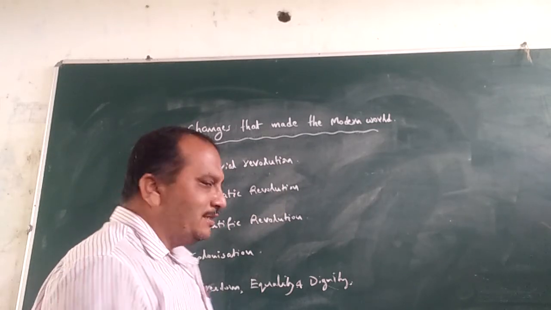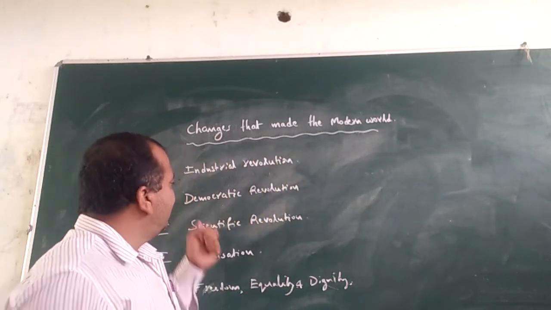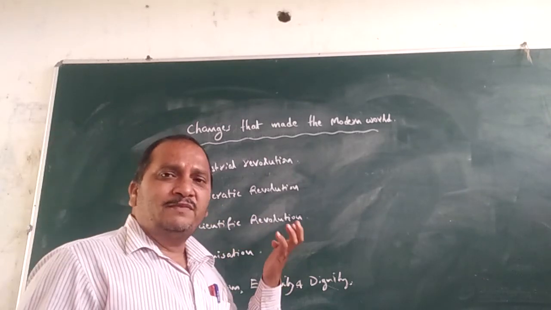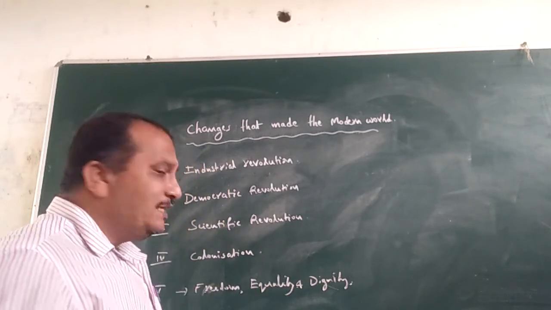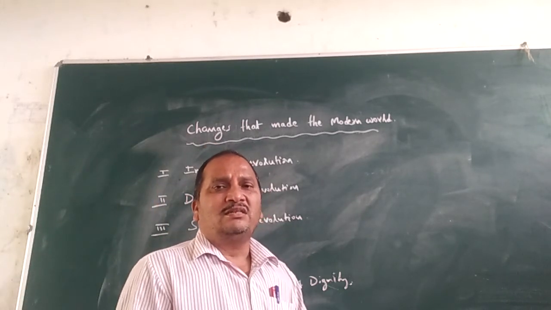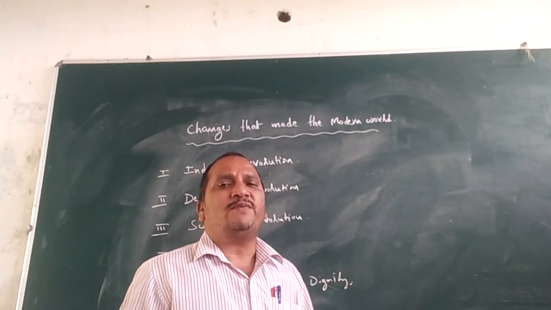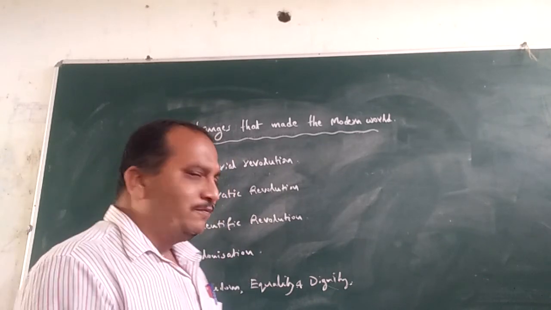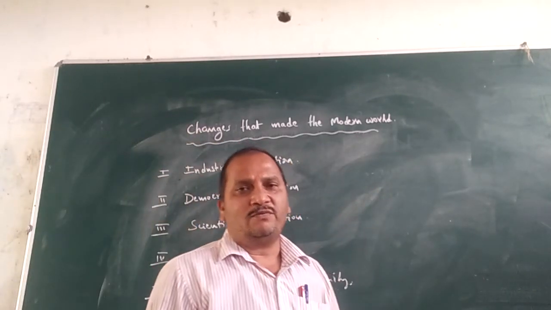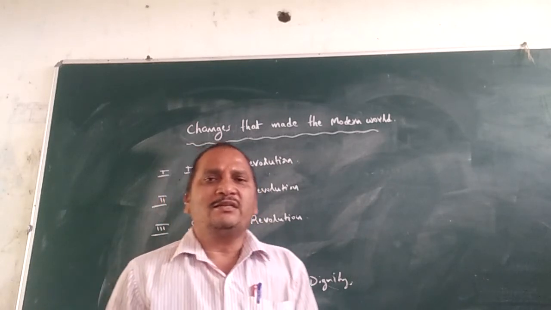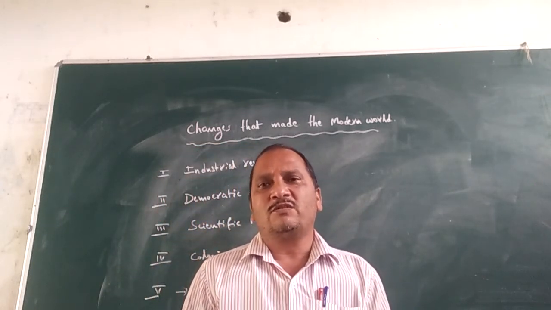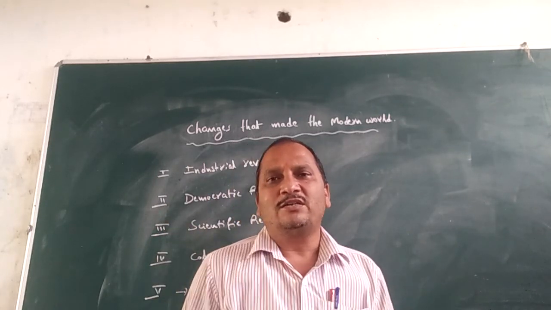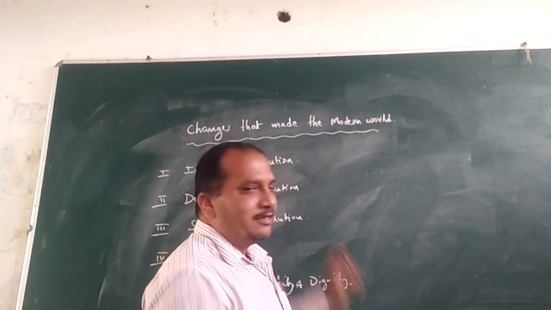The last thing is that, due to the development of the industrial revolution, the establishment of democratic governments, and the development of the scientific revolution, all these strengthened the people. They started fighting for freedom, more freedom, fighting for the dignity of labor, and fighting for more equality in the entire world. People started their struggles and movements all over the world for the purpose of getting equal rights. These are the changes that took place in this modern world.